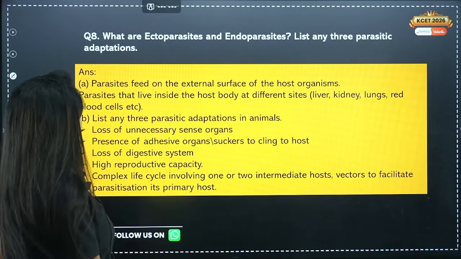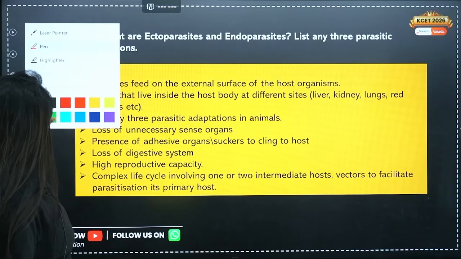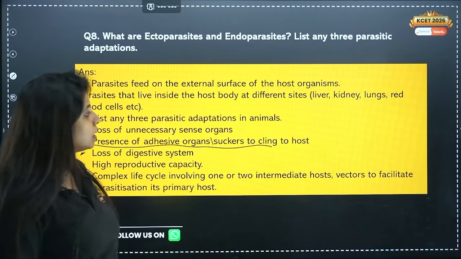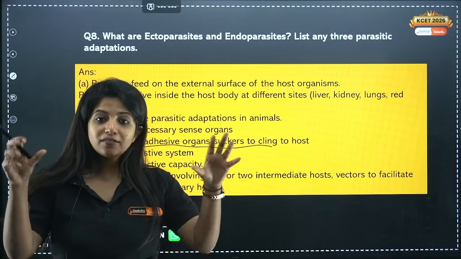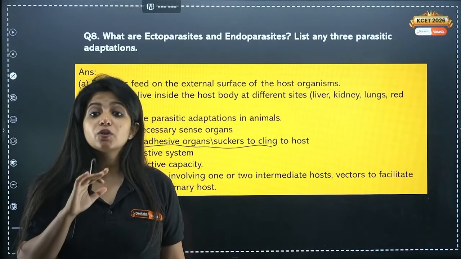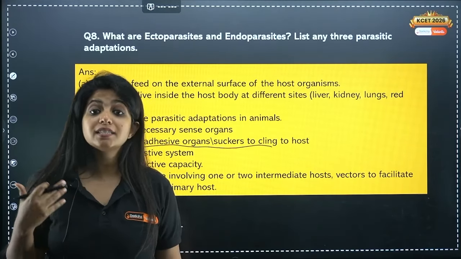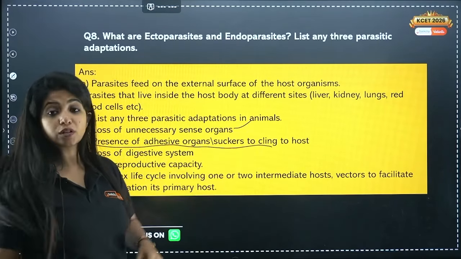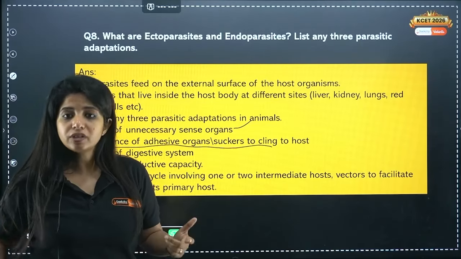Okay, now list any 3 parasitic adaptations. What are the adaptations that parasites have? Presence of adhesive organs or suckers to cling to the host. Remember, they do not have hands, legs and all, so basically they need suckers to cling to the host. Second, they do not have unnecessary sense organs like eyes, nose, teeth; they don't need these. So there is loss of unnecessary sense organs, because that would not allow them to move easily.